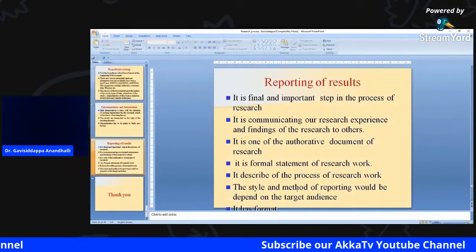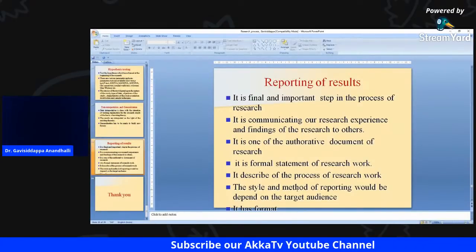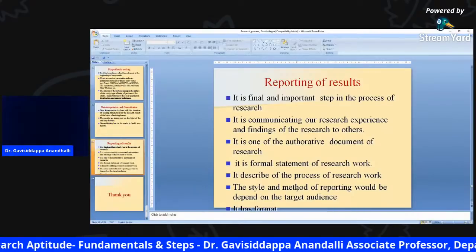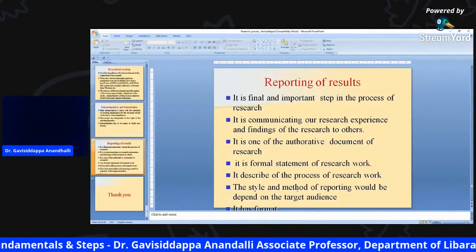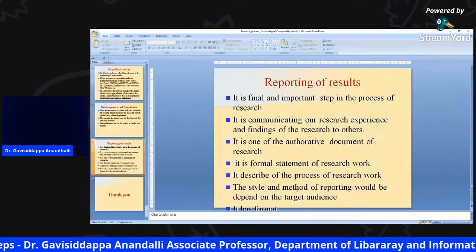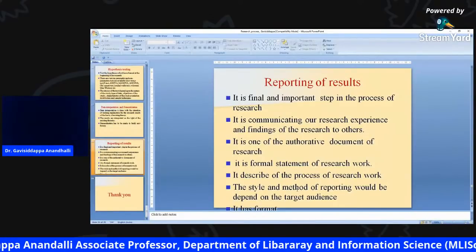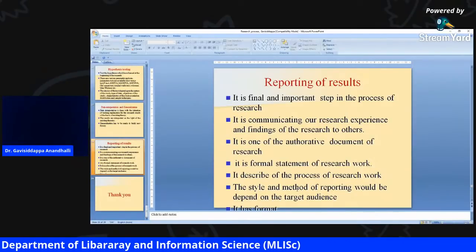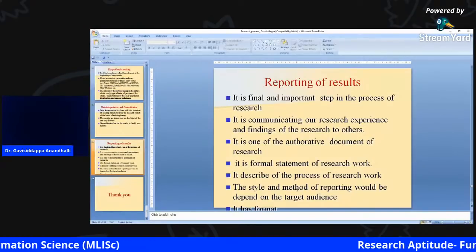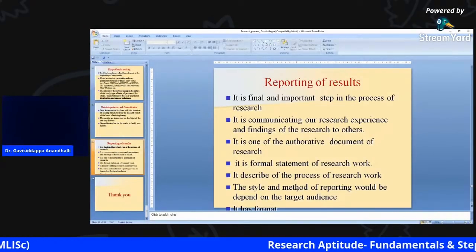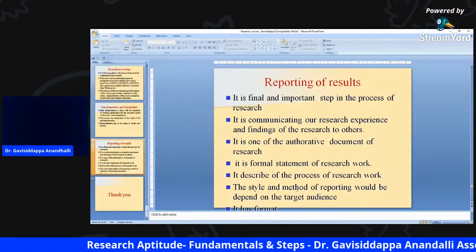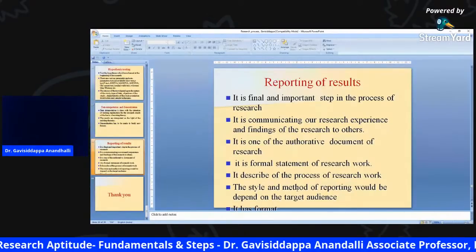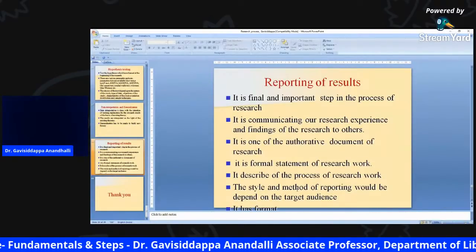If it is a university, if you are doing MPhil or PhD, you are supposed to submit the thesis, which is nothing but a document to the university for the award. So it is communicating our research experience and findings of the research to others. What does this official document contain? It contains the major research findings, what we did in our research work, our experience and major findings. It has to be communicated to others.